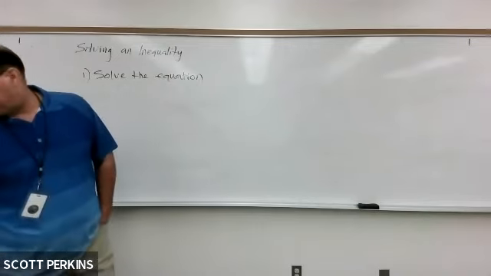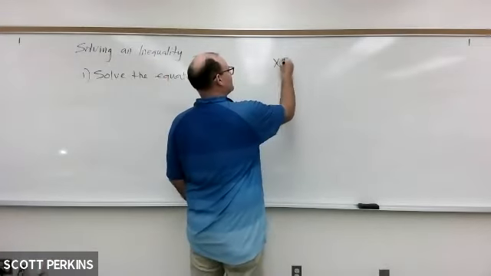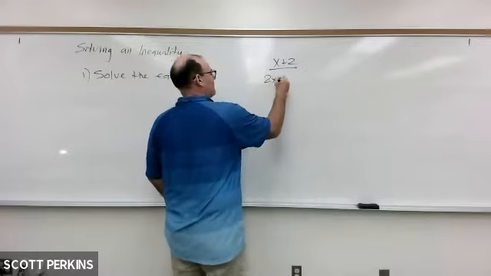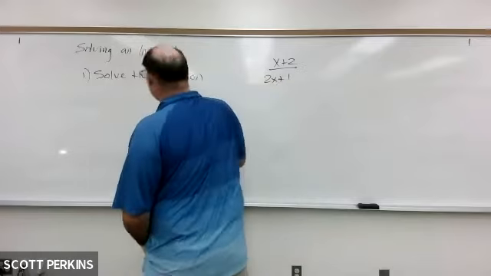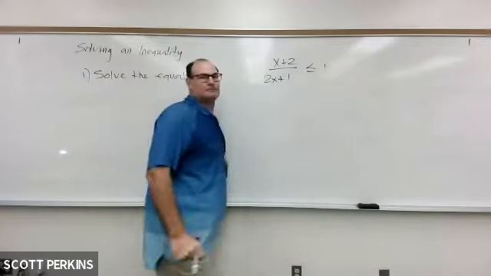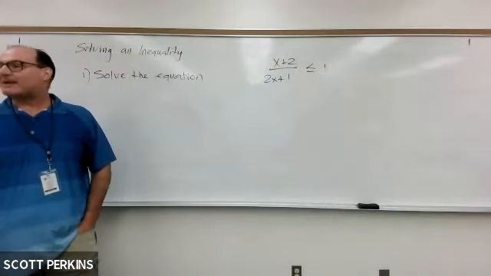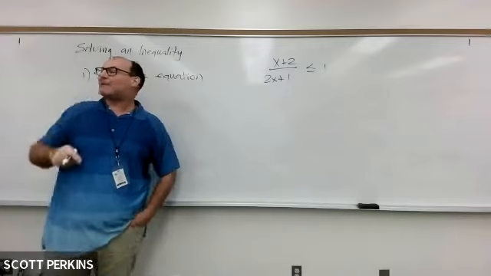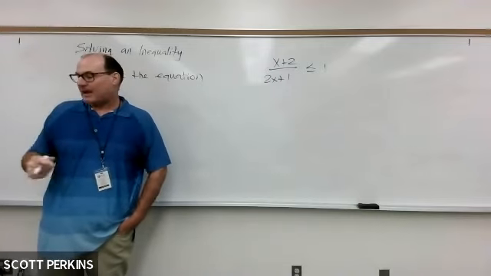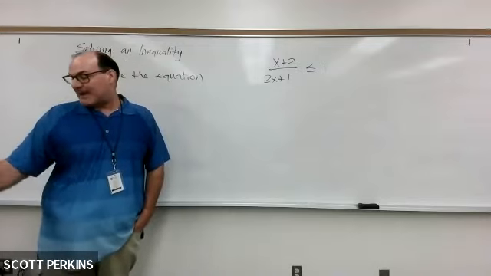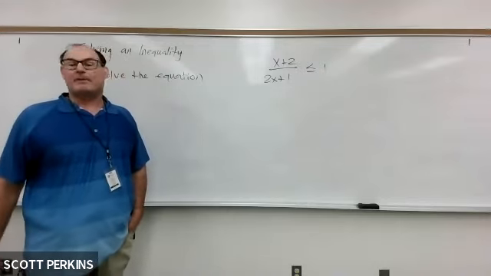So for our example 3, we have x plus 2 over 2x plus 1, and that is less than or equal to 1. Well, the good news is I've saved us a little work here because up above at the very beginning, we've already solved the equation. Okay, we've solved 6 equations. So whatever inequality you had, if it was based on one of these, we've already done the first step.